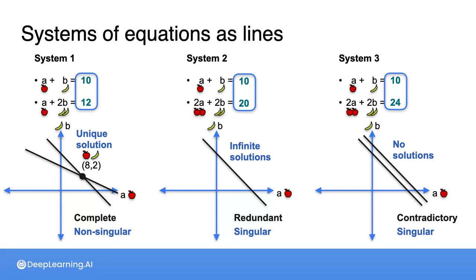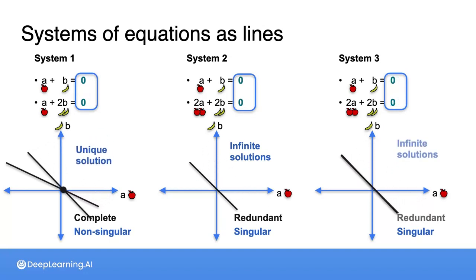For instance, in system 1 they are 10 and 12, in system 2 they're 10 and 20, and in system 3 they're 10 and 24. So let's turn all these constants for all three systems into 0 and see what happens to the plots. When you turn these constants to 0, the plots now become these.